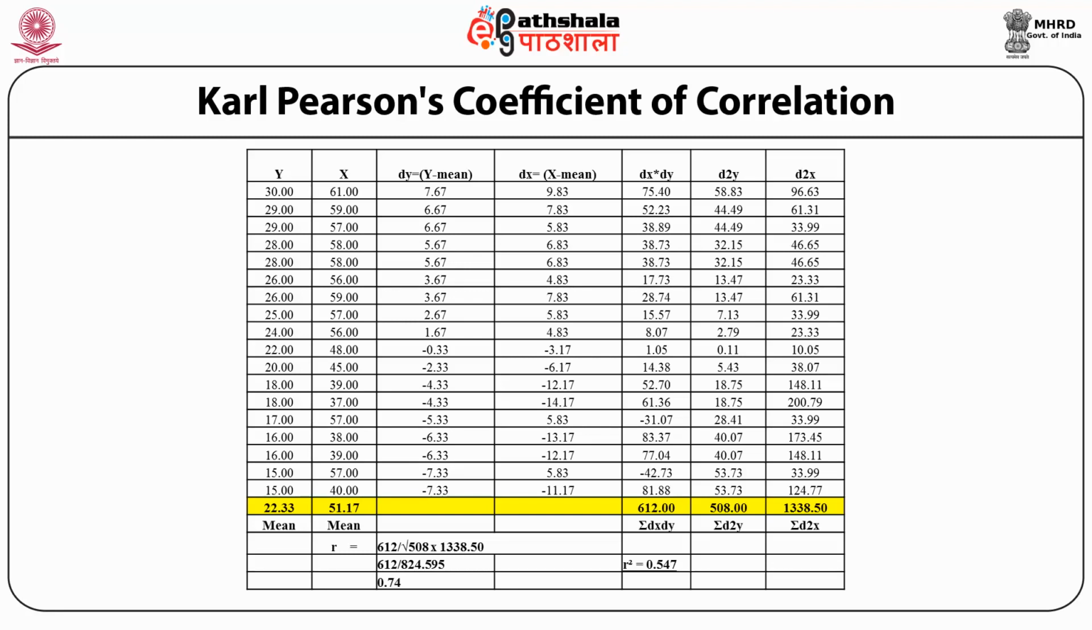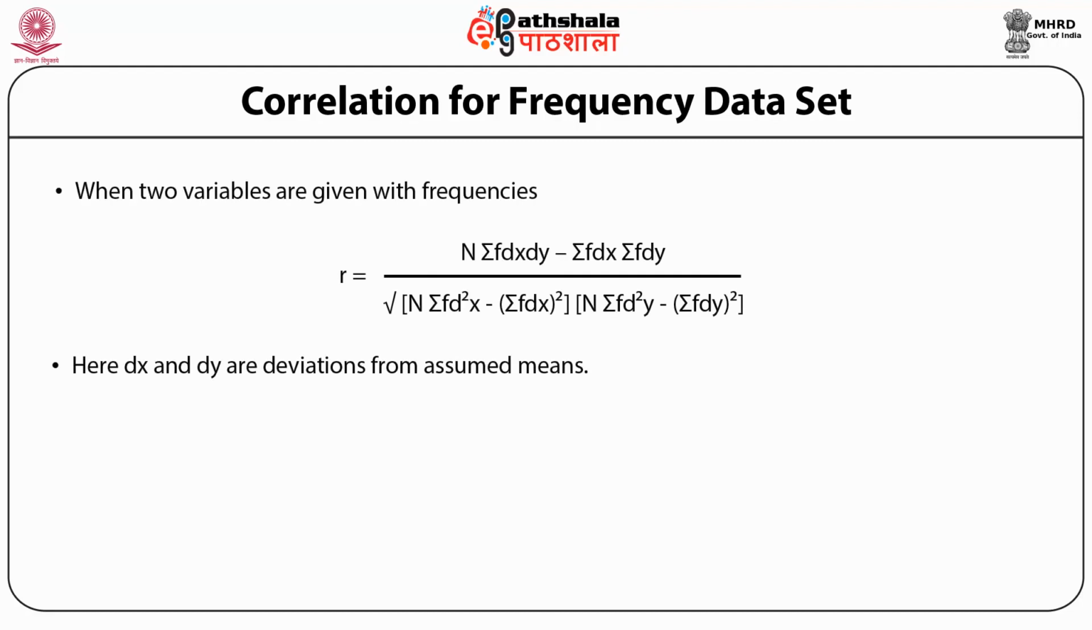0.74 means the value of r squared is equal to 0.547. It means around 54% variations in both the variables are the same. The source of the remaining variations is unknown in this study. We can also calculate the coefficient of correlation by variate frequencies when we are given the two variables along with their frequencies using this formula.